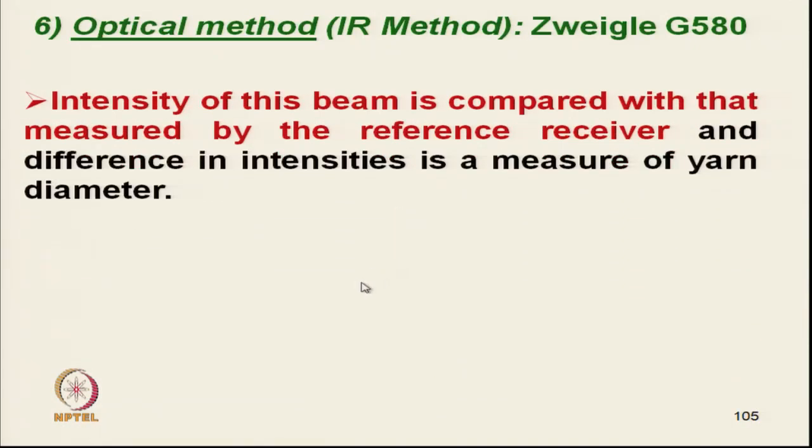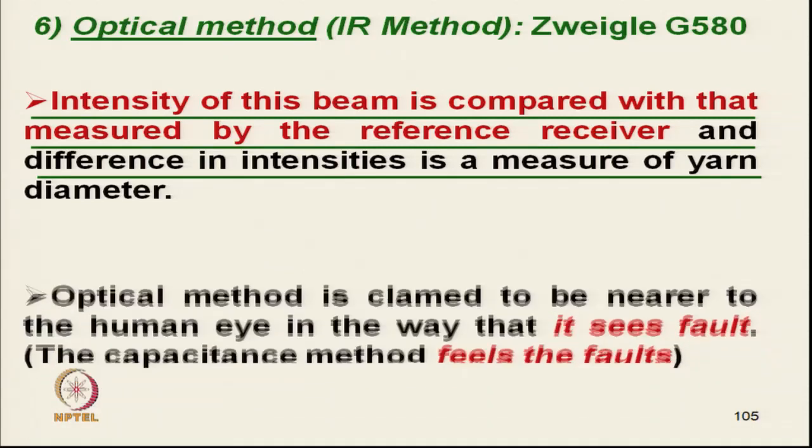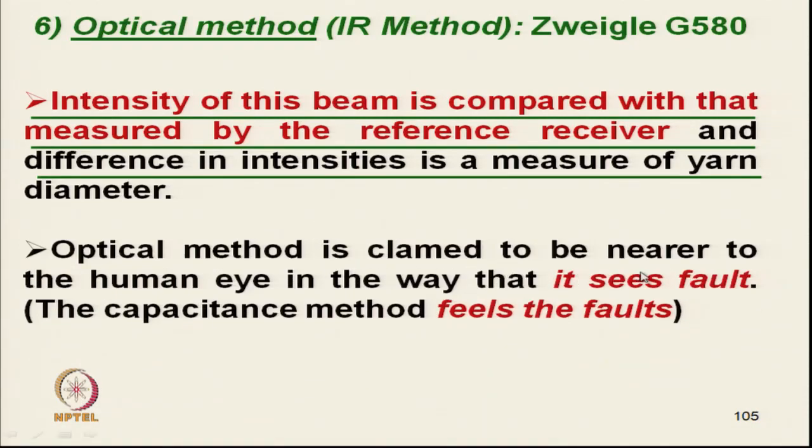So, the intensity of this beam is compared with that measured by the reference receiver, and the difference in intensity is measured. It is a measure of yarn diameter. Okay. The optical method is claimed to be nearer to the human eye in the way it sees the fault, and the capacitance method feels the fault. So, that is how we have discussed earlier the positive and negative points of these two methods.